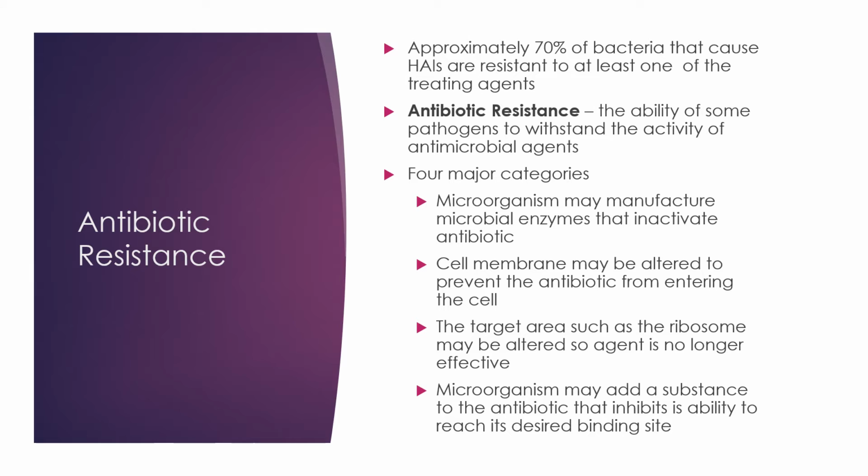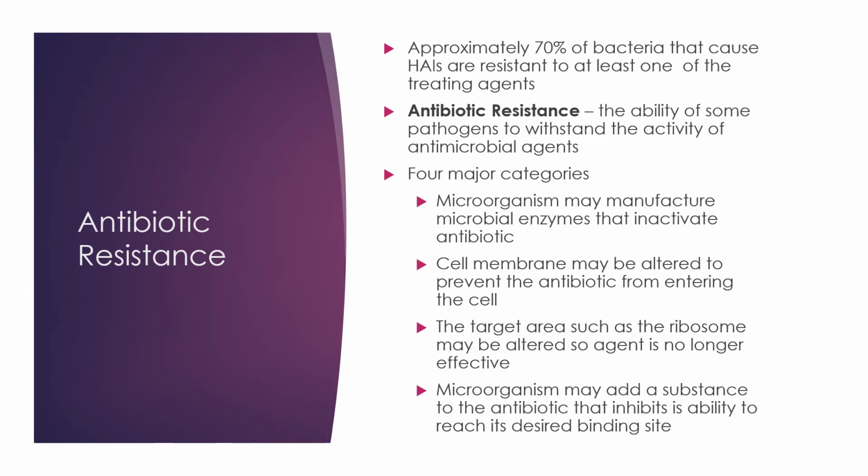Okay, so we'll talk a little bit about antibiotic resistance here. Approximately 70% of bacteria that cause hospital-acquired infections are resistant to at least one of the treating agents that we're using. So antibiotic resistance is the ability of some pathogens to withstand the activity of antimicrobial agents. Some bacteria can obtain resistance through conjugation, or joining together, and thus they share their DNA in segments called plasmids, and this can help them to develop that resistance to antibiotics. So there are 4 major categories.